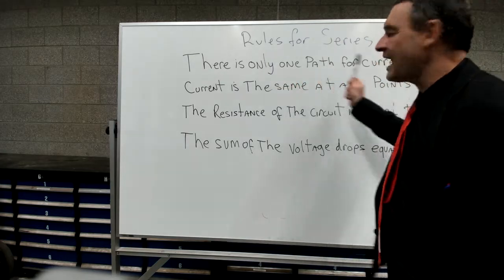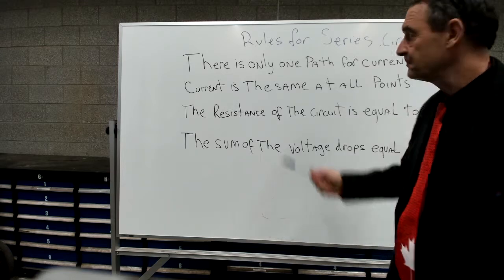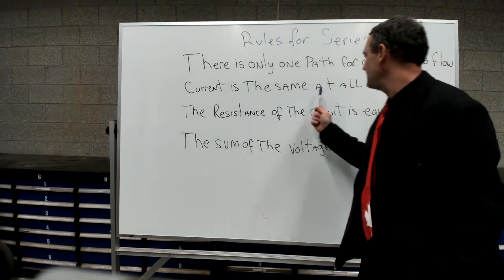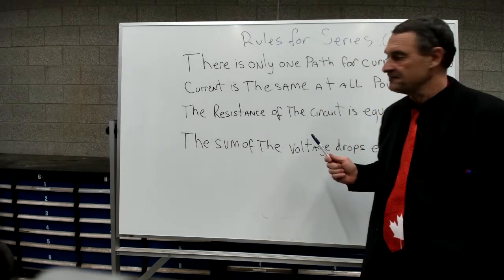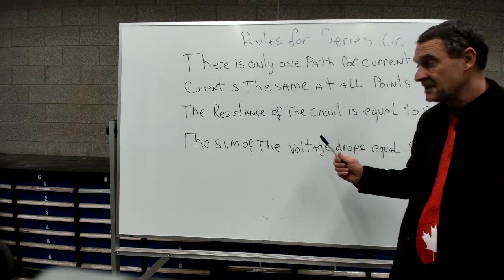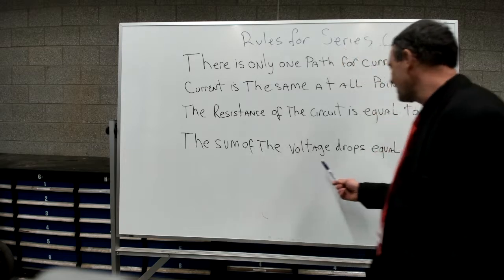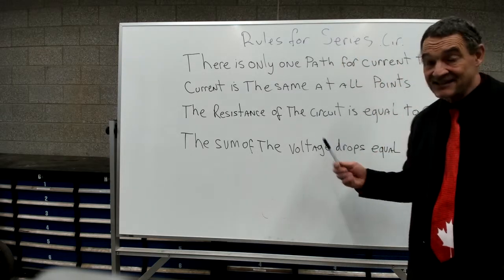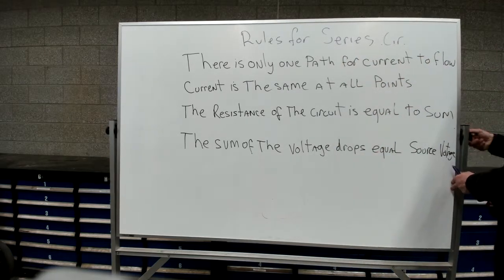There's only one path for current to flow in a series circuit. Current is the same at all points in a series circuit. The resistance of the circuit is equal to the sum of all the resistors. And finally, the sum of the voltage drops equals source voltage. So that's it. That's the four rules for series circuits.